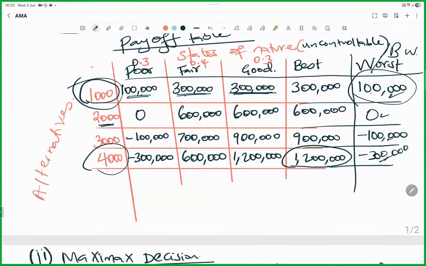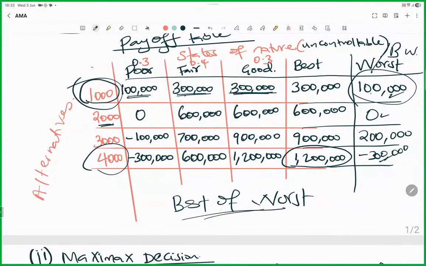I like students who ask questions. So if the worst here, don't change your figures. These are just hypothetical figures. So if the worst here for 3,000 was, say 200,000. Best of the worst. A good question here. So the best of the worst. Can you kindly answer this ninja here? If this was 200,000, which one would have been the best of the worst?